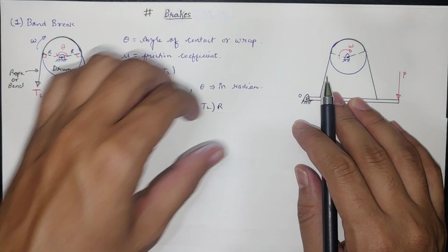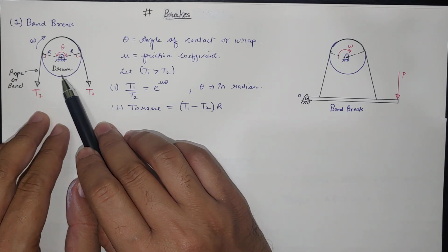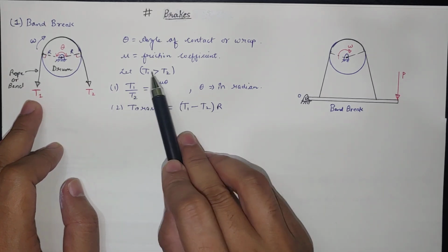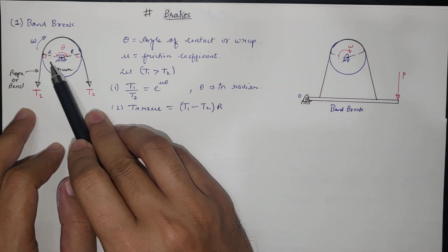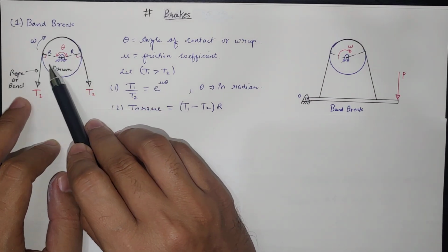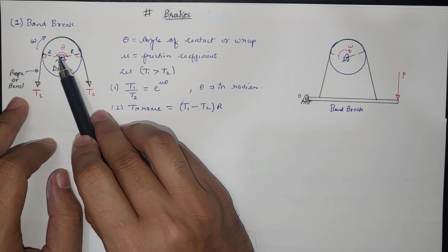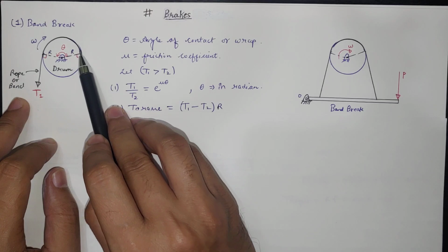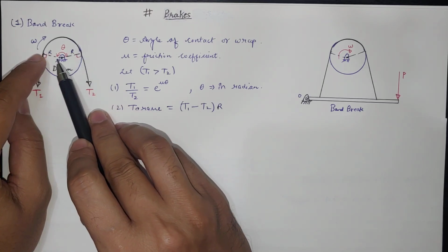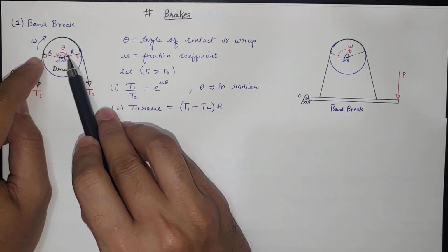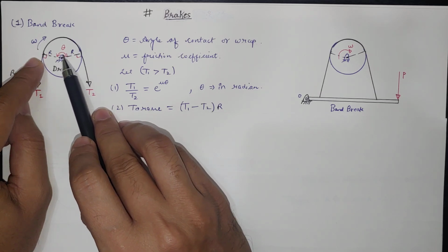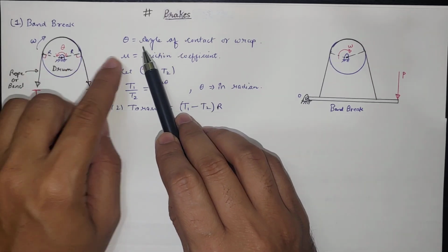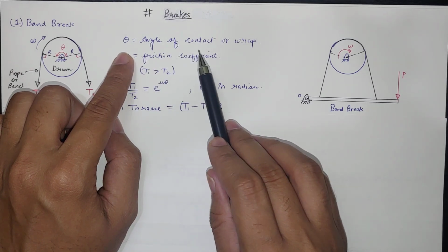So now if you want to analyze this, then there will be T1 tension, and on the other side there will be T2. So here T1 is more than T2 because the rotation is in this direction. And now the radius of the drum is R. The angle of wrap means from the contact point on one side to the other side, the entire band, the angle formed at the center, which is theta, which is the angle of wrap or angle of contact between this band and the drum. So now theta we know, that is the angle of contact or wrap.